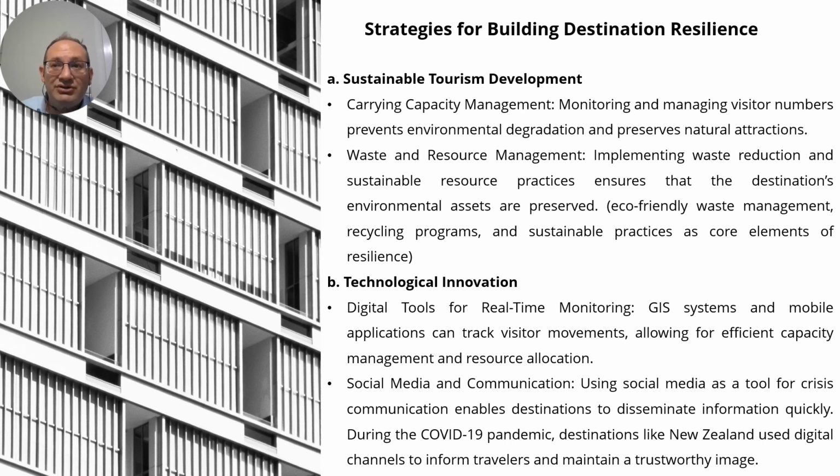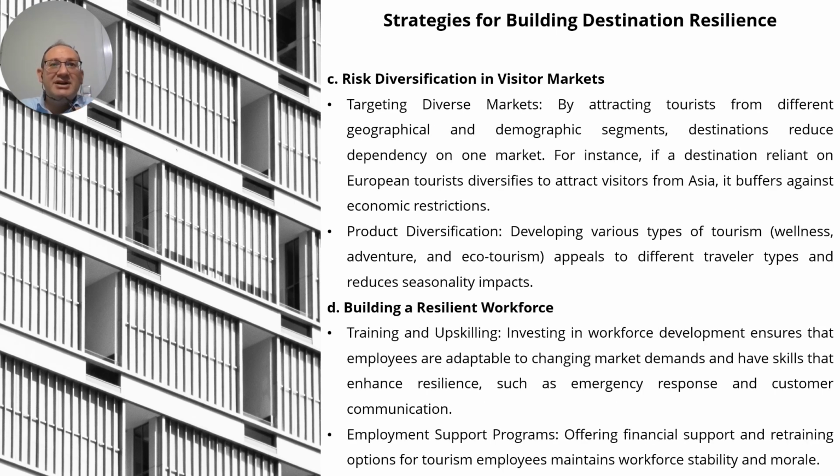Moreover, social media and communication is another important aspect. Using social media as a tool for crisis communication enables destinations to disseminate information quickly. For example, during the COVID pandemic, destinations like New Zealand used digital channels to inform travelers from other areas to maintain a trustworthy image. Other strategies regard the risk diversification in visitor markets. By attracting visitors and tourists from different geographical and demographic segments, destinations can reduce their dependency on a single market.